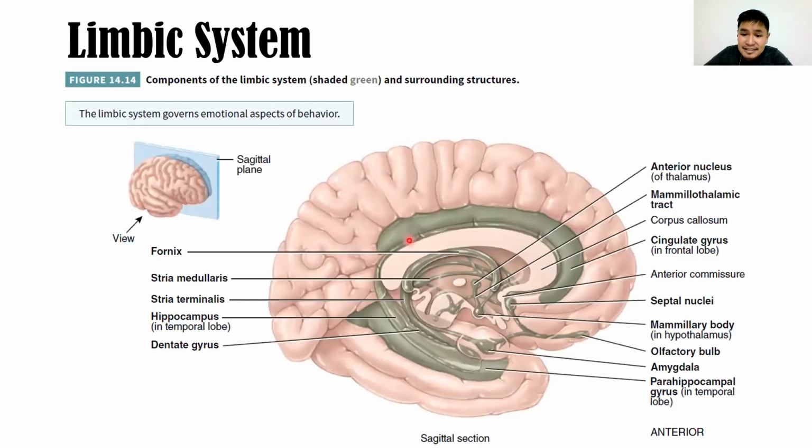So the components of the limbic system here are shaded in green and surrounding structures. The limbic system governs emotional aspect of behavior. So these are the different structures that are part of your limbic system.